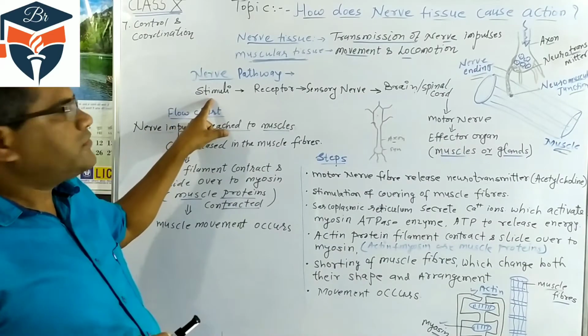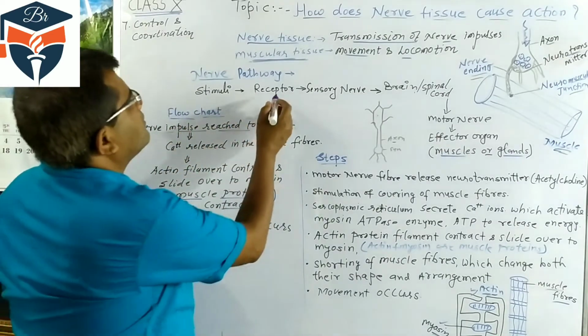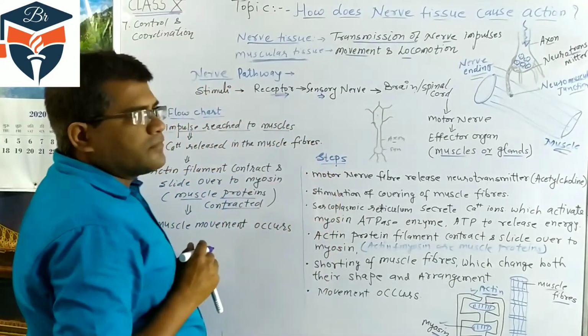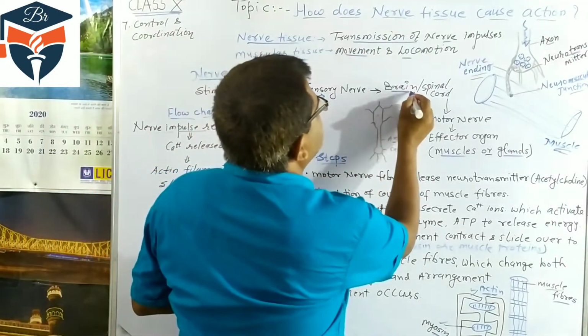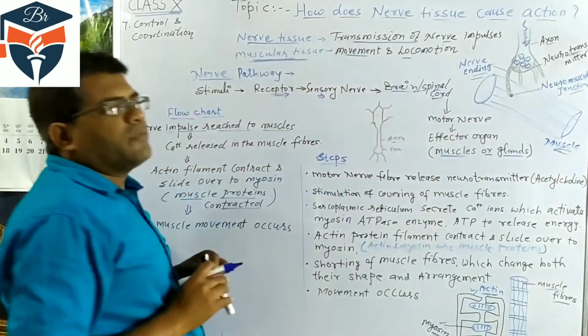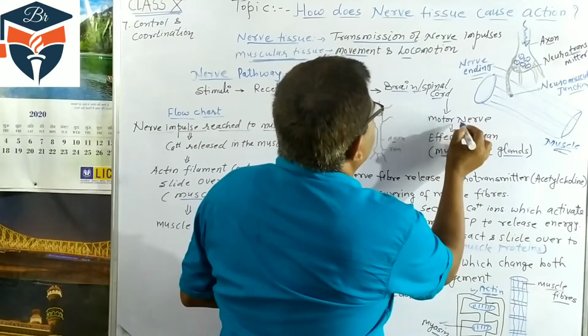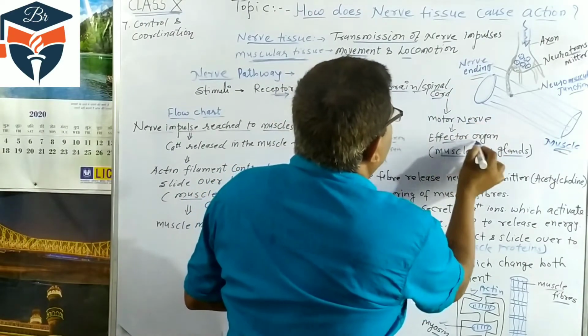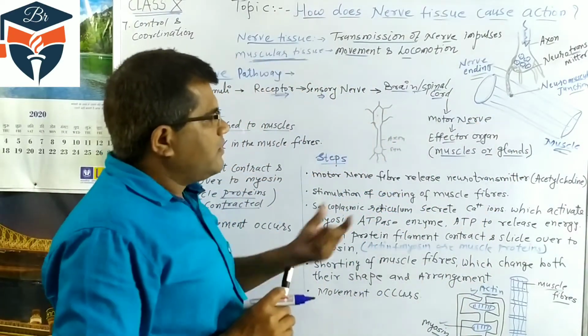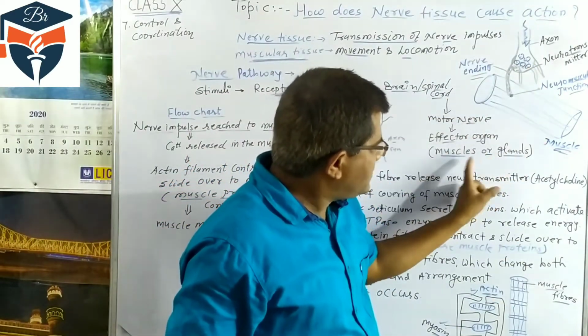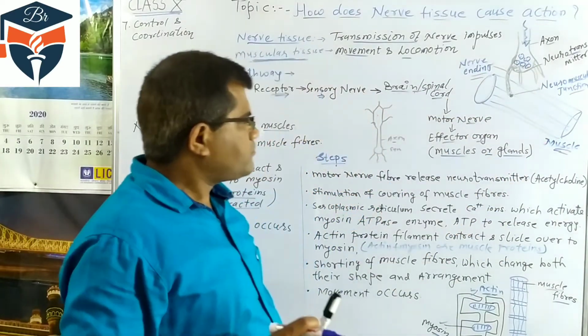Now this is the general pathway. Stimuli comes, the receptor organ receives the stimuli, then it is sent to the sensory nerve. The sensory nerve passes it toward the spinal cord and brain, and reflex action we have also learned. From the spinal cord it comes to the motor nerve, and then it goes to the effector organ like muscles or glands. So when the nerve impulse comes to the muscles, now what happens?